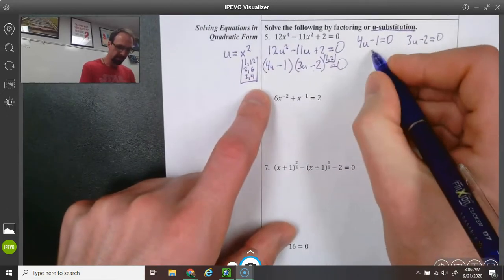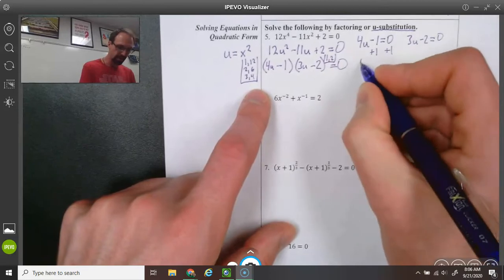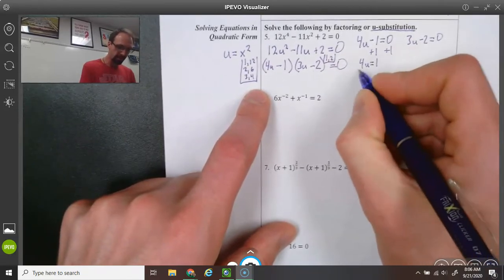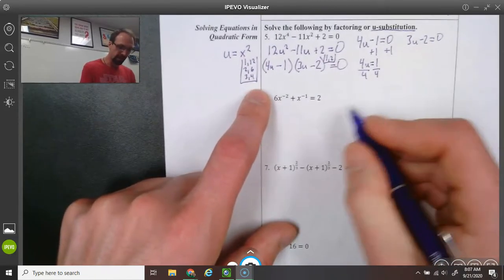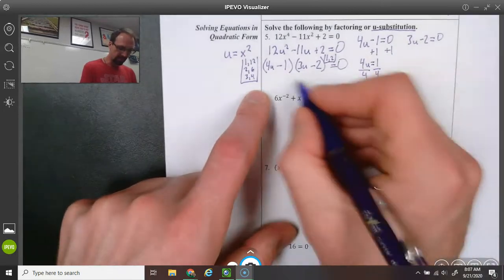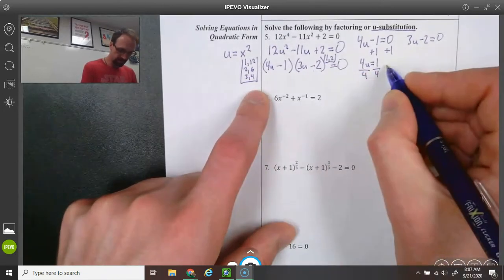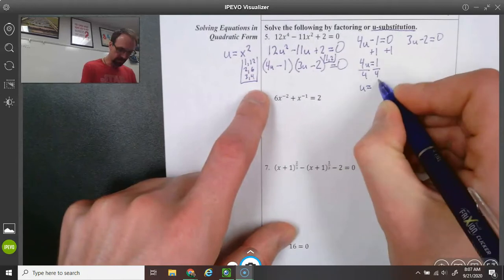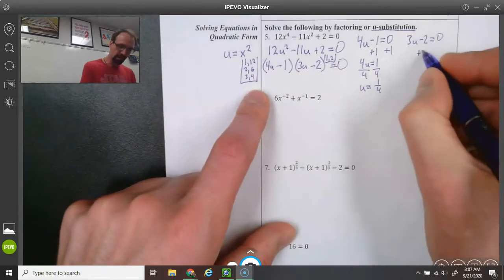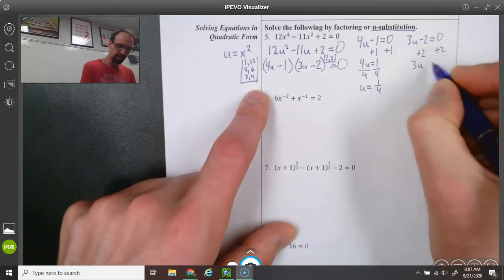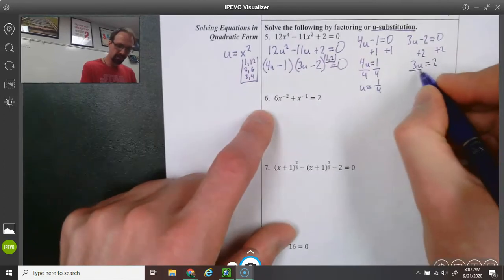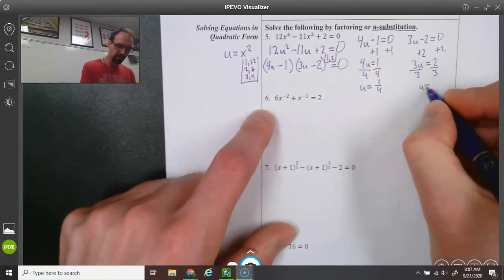So 4u minus 1, let's see, I'm going to add 1 on both sides. 4u equals 1. Divide by 4, divide by 4. So for this side, I have u equals 1/4. And then here, add 2 on both sides. 3u equals 2. Divide by 3. So I have u equals 2/3.